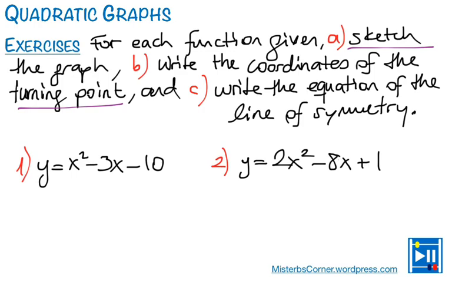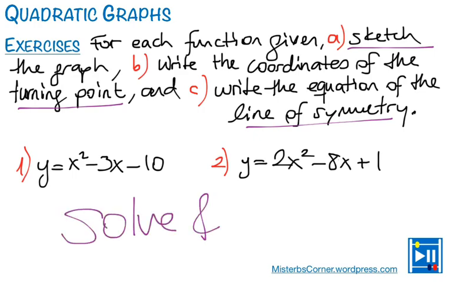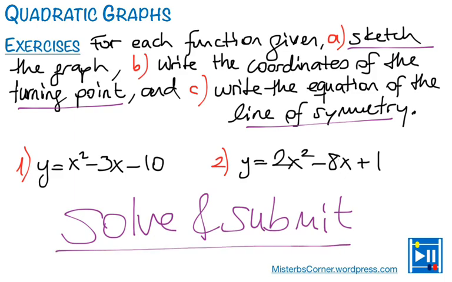So you're going to solve for the roots of the equations, right? And then you write the coordinates of the turning point, and then you write the equation of the line of symmetry from the x-coordinate of the turning point. So please solve these questions in your book and submit your answers, only parts B and C, because you can't sketch it on the online self-check, right? So solve and submit parts B and C on online self-check.